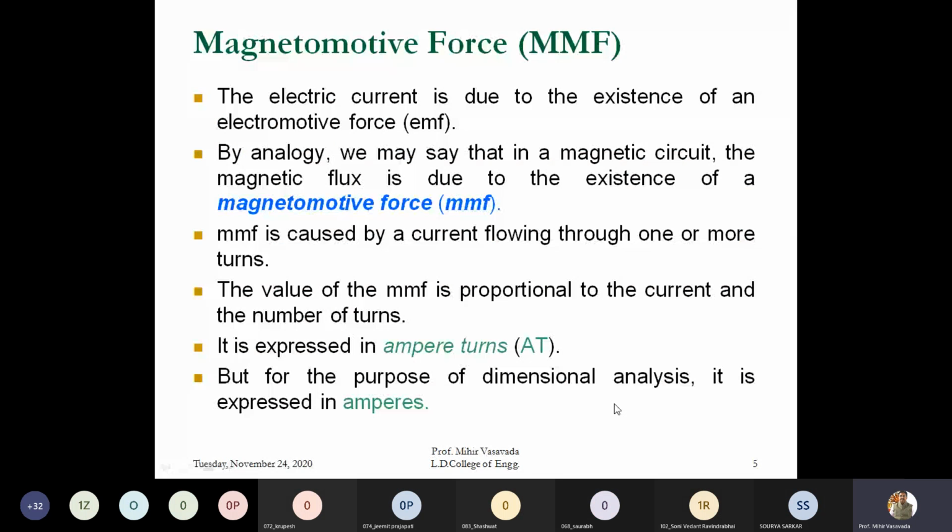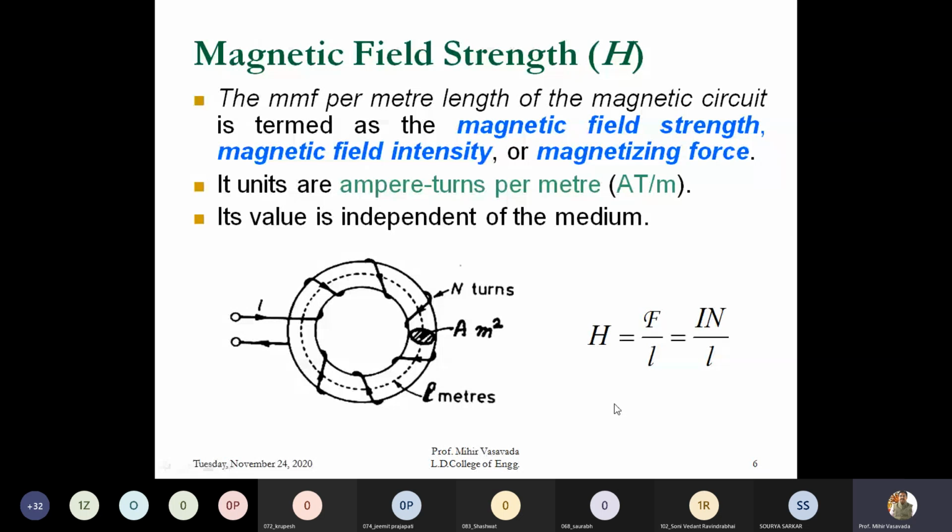Next comes magnetic field strength, that is H. Its unit is ampere turn per meter, that is MMF per meter length. So magnetic field strength is defined as MMF per meter length. There are various labels associated with it: magnetic field strength, magnetic field intensity, or magnetizing force. All these are names given to the magnetic field strength. Capital H is the symbol, and the unit, as you know, is AT per meter.